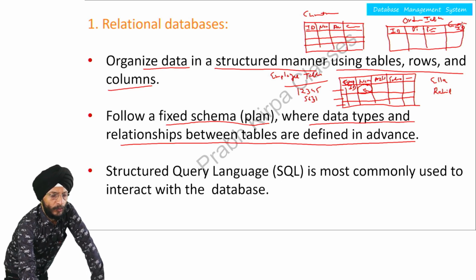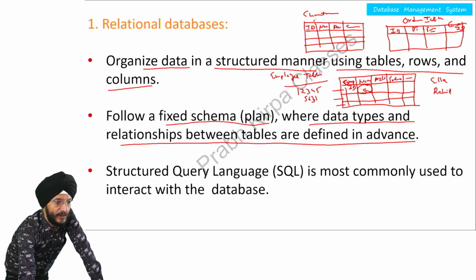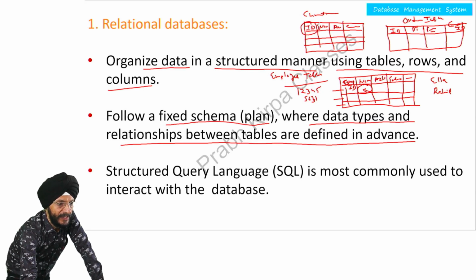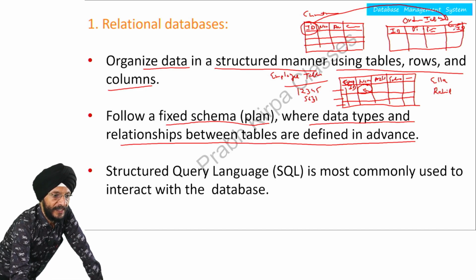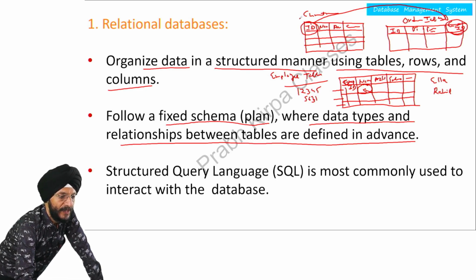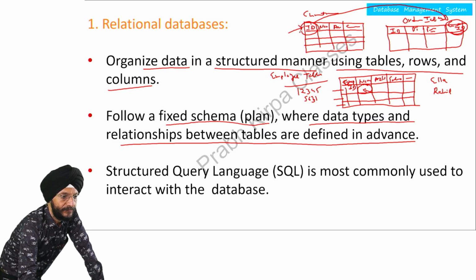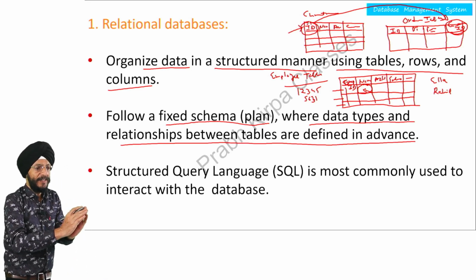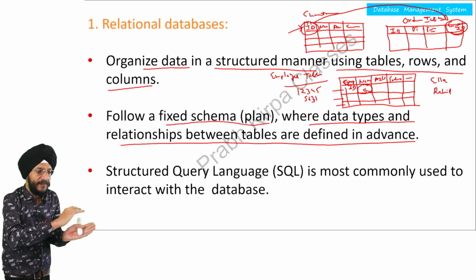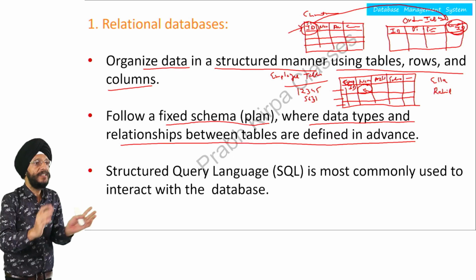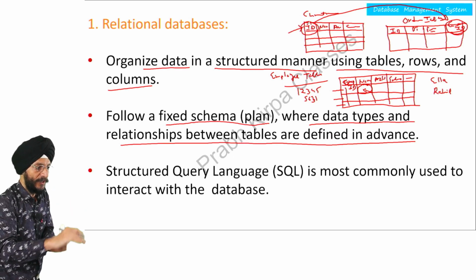So these two tables are related with one ID, that is customer ID. This is the primary key in the first table, and it becomes the foreign key in the other table. Customer ID is the foreign key here, and here it is the primary key. So the relation between the customer table and the order table has been established with the help of keys, that is the primary key and foreign key.